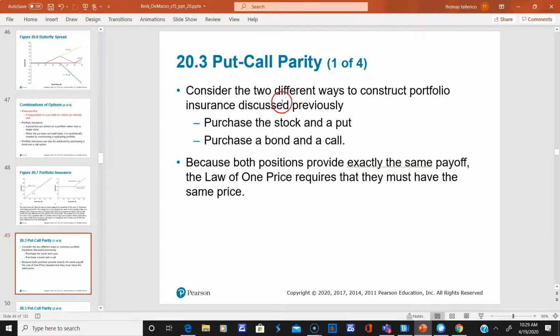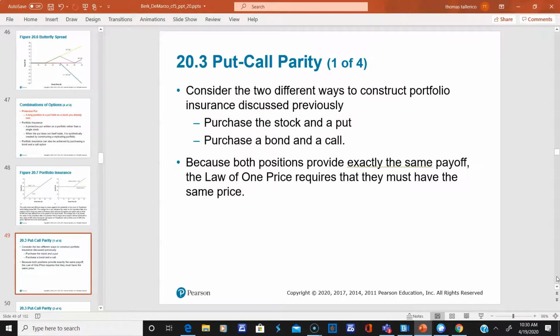All right, so there's a term that's really important, and it's called put-call parity. Put-call parity means the following. If I know the price of a put, I automatically know the price of a call. You can purchase the stock and a put, or you can purchase a bond and a call, and they have to provide the same payoff as you saw in the graphs. So the law of one price tells you they have to have the same price. So these are equal.